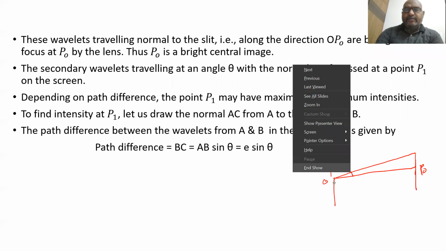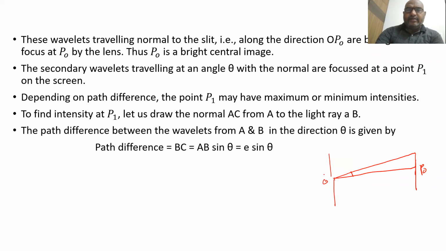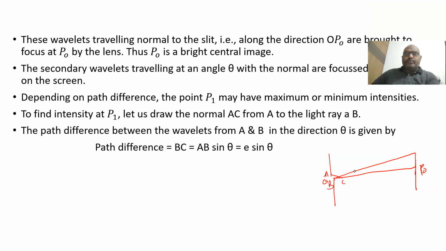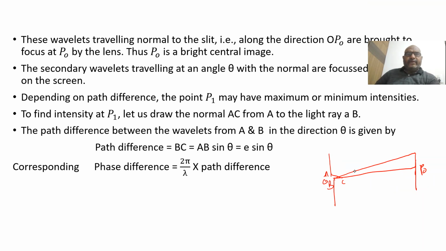This is called the diagram. That is called the slit, AB slit. So this one is called C. So BC is equal to AB sine theta. BC is equal to AB sine theta. The width of the slit is small e, so BC is e sine theta. So the corresponding phase difference is equal to 2 pi by lambda into the path difference, that is 2 pi by lambda e sine theta. That is equation 1.